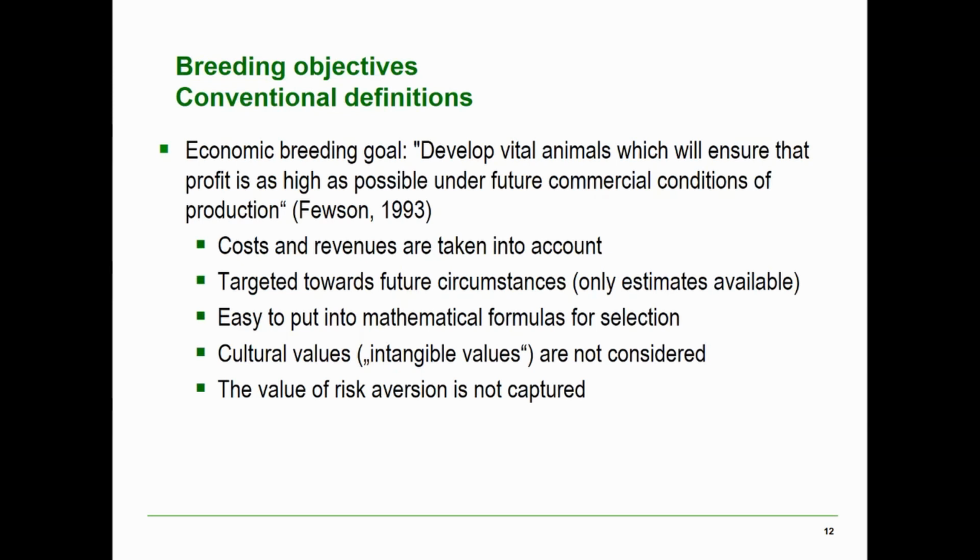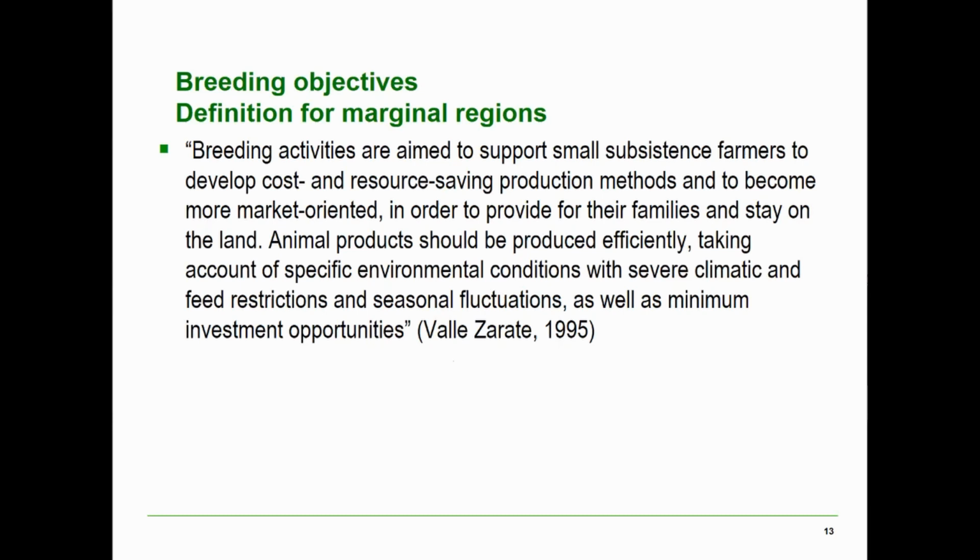The problem with this approach, however, is that the cultural values, or the so-called intangible values, are not considered at all, and there is no risk aversion in this kind of definition of the breeding goal. Now there is a third one which actually tries to mold everything together, with a definition of a breeding goal such as: breeding activities that are aimed to support small subsistence farmers to develop cost- and resource-saving production methods to become more market-oriented in order to provide for their families and stay on the land.